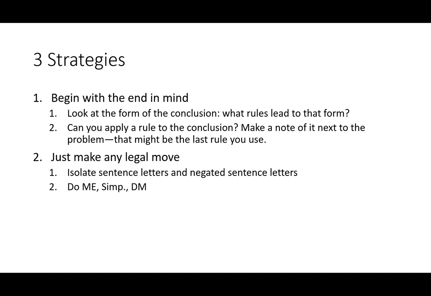Do things that change the form of it. In addition to simplification, material equivalence is always a good one to just do when you see that there's a biconditional in your problem. De Morgan's is another good one because De Morgan's changes what things look like a lot, and it might help you see new avenues for what to do in the proof. Distribution can also work there too.